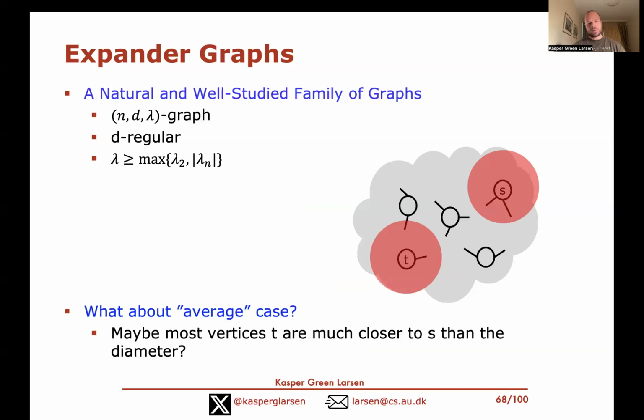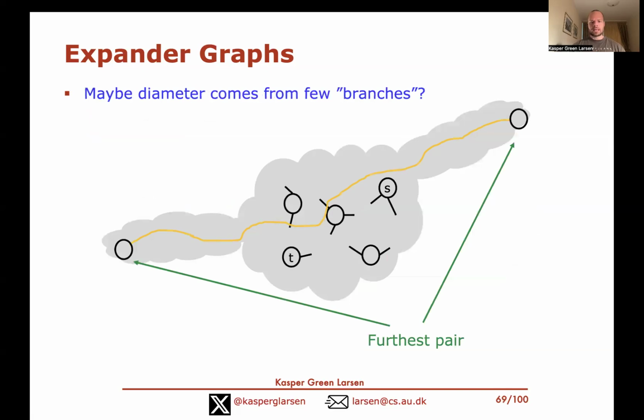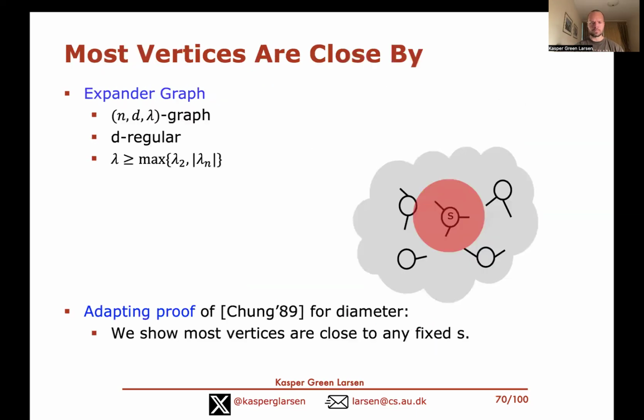Okay. Now, maybe we can relax it a little bit and try to look at the average case. Maybe most vertices t are much closer to the source than what the diameter says. Right? So in some sense, this would mean perhaps most of the graph is like a tightly concentrated component where everything's close to each other. And then maybe there's a few branches which result in a large diameter, right? Maybe this is the case for these types of expanders. If indeed that's the case, then maybe most pairs of vertices will still be close, right? It could be possible. So let's try to argue this.